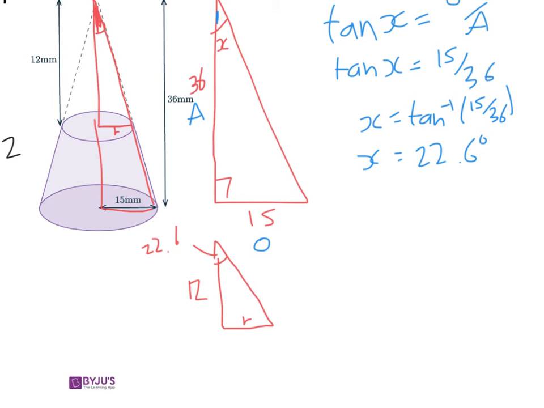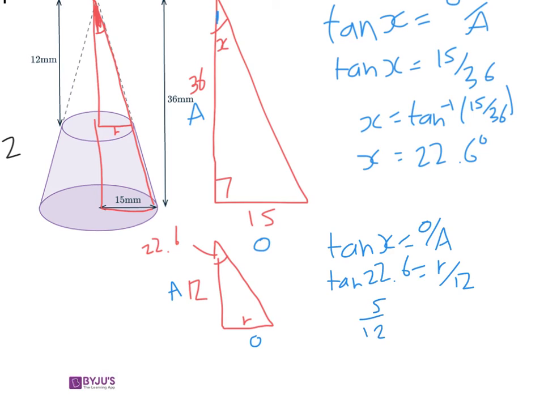So if the angle is 22.6, opposite that angle will be O, and 12 will be the adjacent. So tan again. Tan of the angle equals the opposite over adjacent. Tan of 22.6 equals the opposite, which is r, over the adjacent, which is 12. Now, when you put tan of 22.6 in the calculator, that works out quite nice. It's 5/12. So 5/12 equals r over 12. And if you times both sides by 12, you get that the radius is 5.